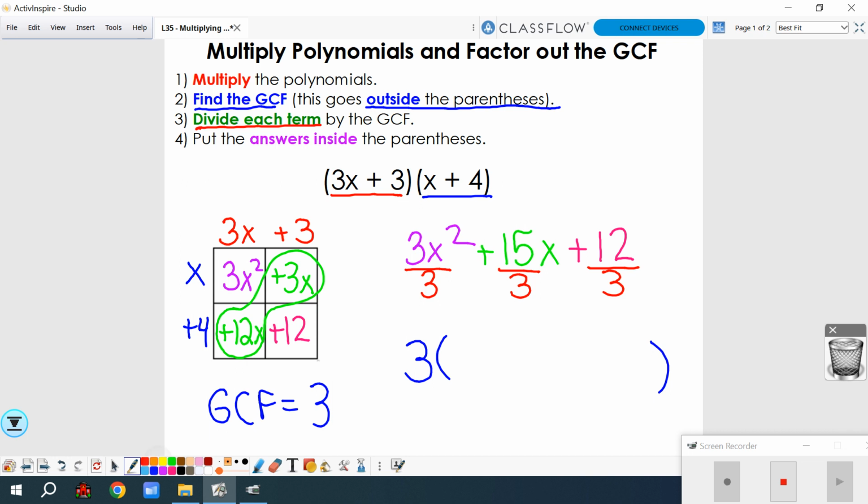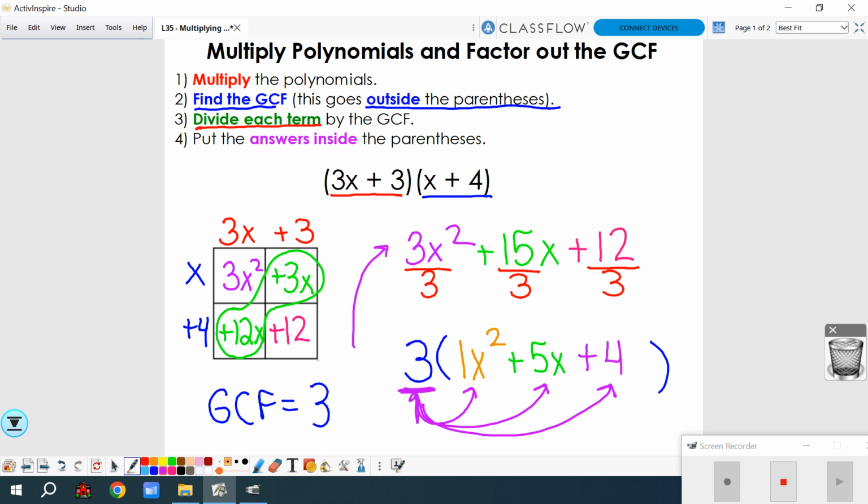And then what goes inside your parentheses is going to be the answer you get when you do that division. So in this case, 3x squared divided by 3 is going to leave me with 1x squared. 15x divided by 3 is going to leave me with 5x. And finally, that 12 divided by 3 is going to leave me with 4. So when you pull out this GCF, remember, this is a factor. That means if I take this factor and I multiply everything inside, it's going to bring me back to my original problem. It'll bring me back to this standard form. Okay, that's what we're doing when we pull out that GCF.